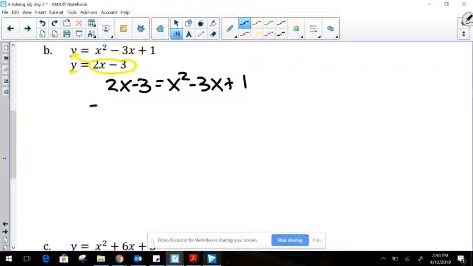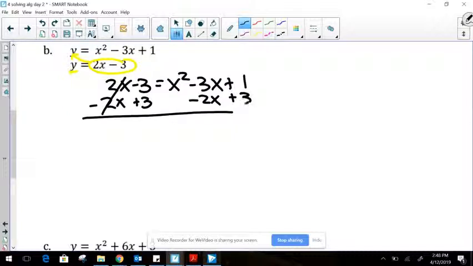So I want to get one side equal to 0. So subtract 2x from both sides. And we'll do it at the same time. I'm going to add 3 as well. Do the opposite. So that also cancels. Okay, so I have 0 equals x squared minus 5x plus 4. All right, again, I have this trinomial, so I'm going to try to x factor it.